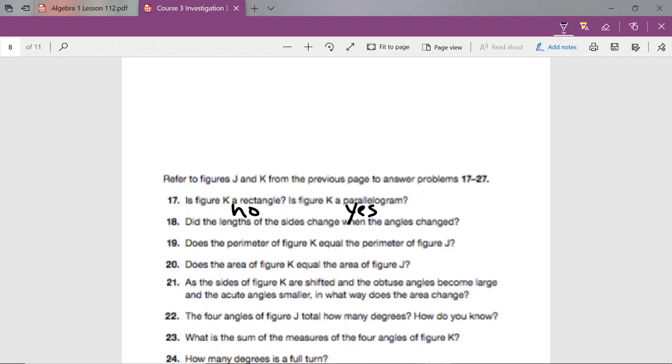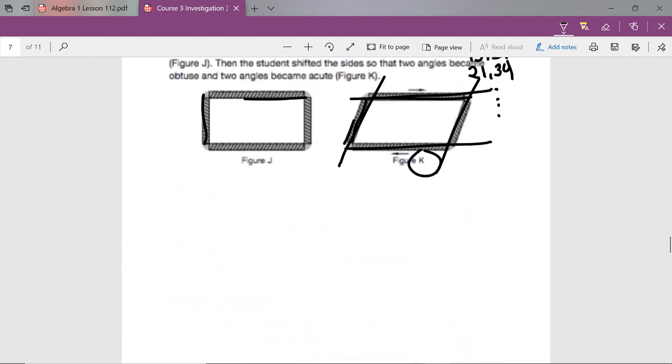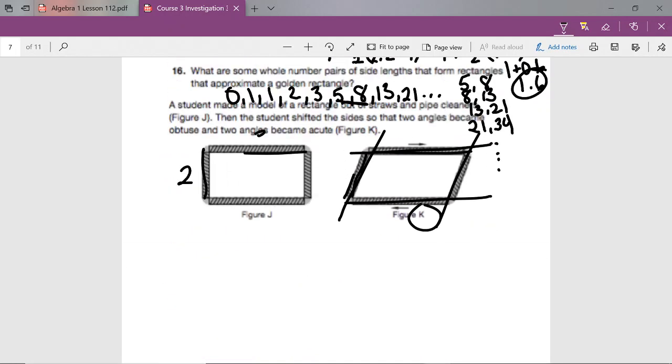Did the lengths of the sides change when the angles change? And we would say no. Those straws or pipe cleaners are still the same, just the angles changed. Does the perimeter of figure K equal the perimeter of figure J? And we would say yes. Because those side lengths didn't change, it still has the same perimeter. We could even make a check of this. We could say this is 2 by 3, so 2 and 3. Well, this one would still be 2 and 3, 2 and 3. So they each have a perimeter of 10.